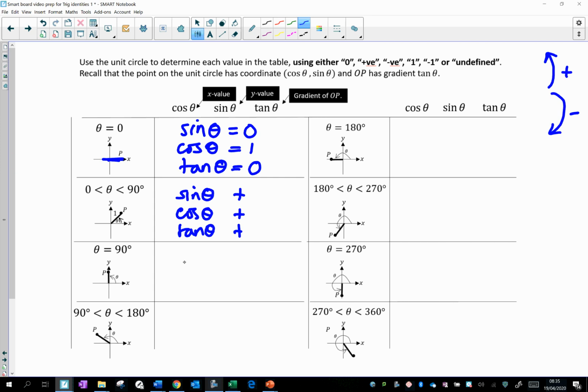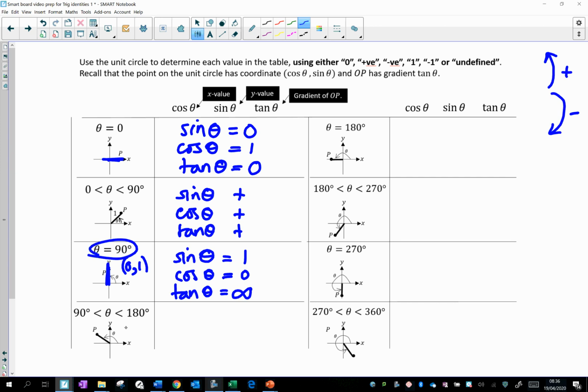When theta is 90 degrees, sine theta is the y coordinate. We can see that that's 1. Cos theta is the x coordinate. We can see that's 0 because the coordinates of P are 0, 1. And if we look at the gradient, tan theta, the gradient of a vertical line is infinity. This agrees with the graphs that you know: sine of 90 is 1, cos of 90 is 0, and tan of 90 is infinity.